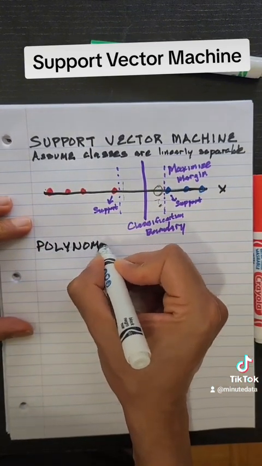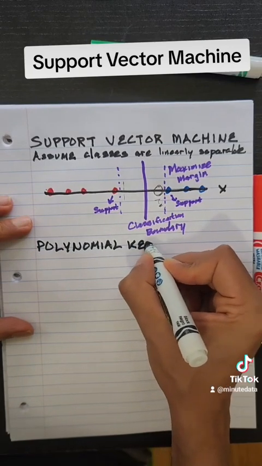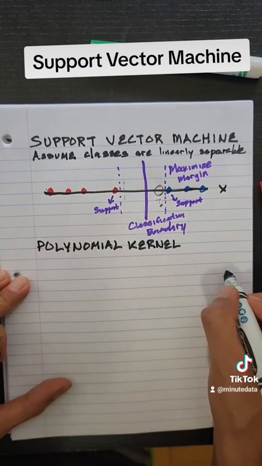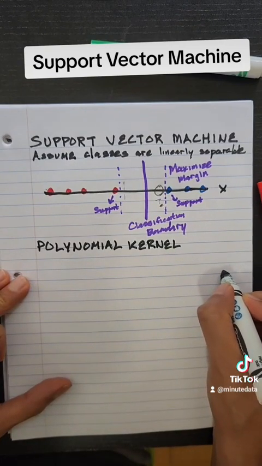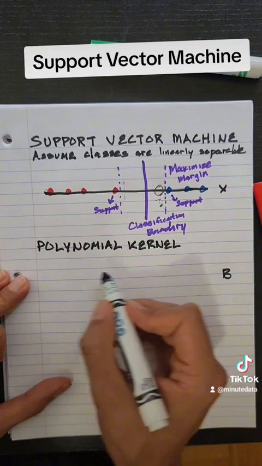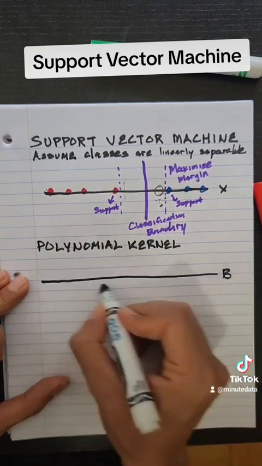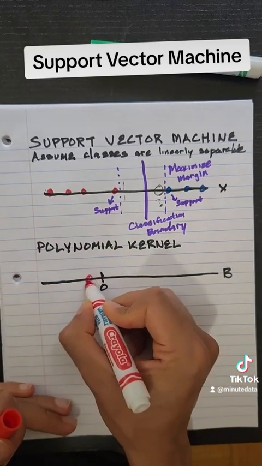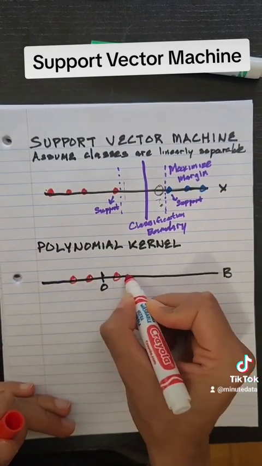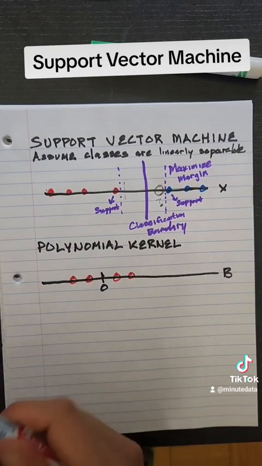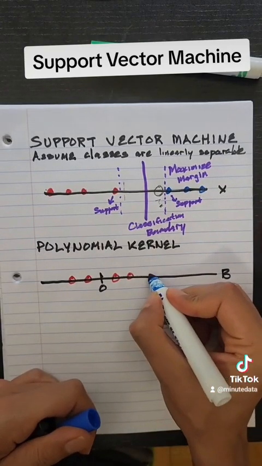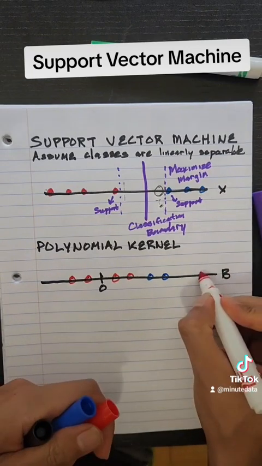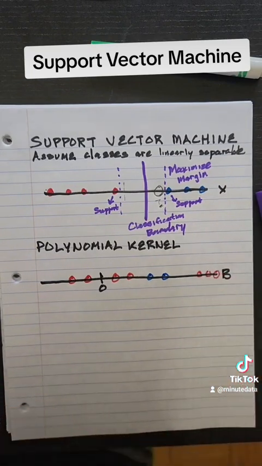Let's now move on to a more complicated case, which will bring up the topic of kernels. And then we'll talk about just polynomial kernels in this video. So let's have, I don't know, say, a variable called b. And then let's say, here's 0, and here's a red class, a red class, red class, red class. But then we also have blue class, and maybe some red here.